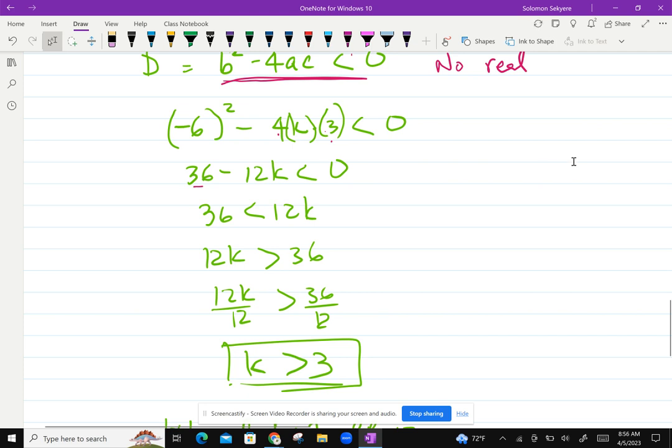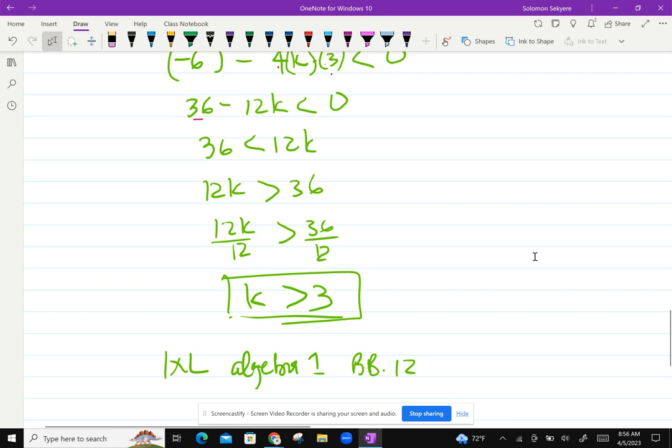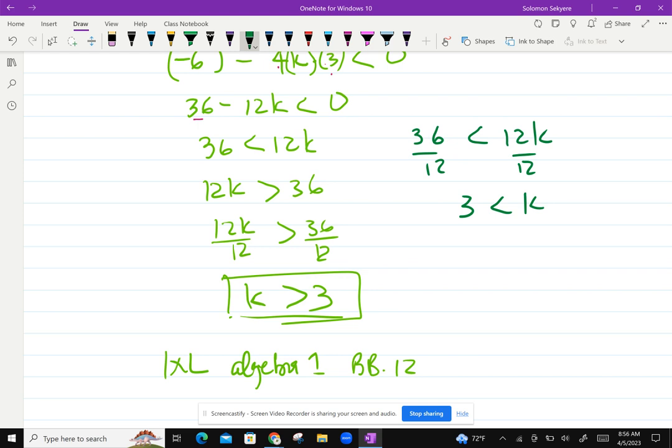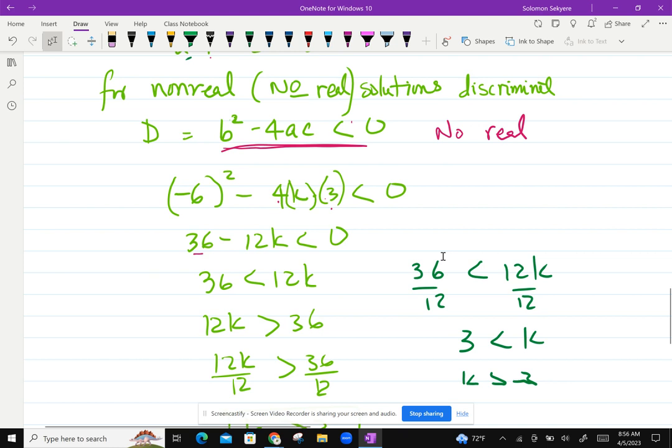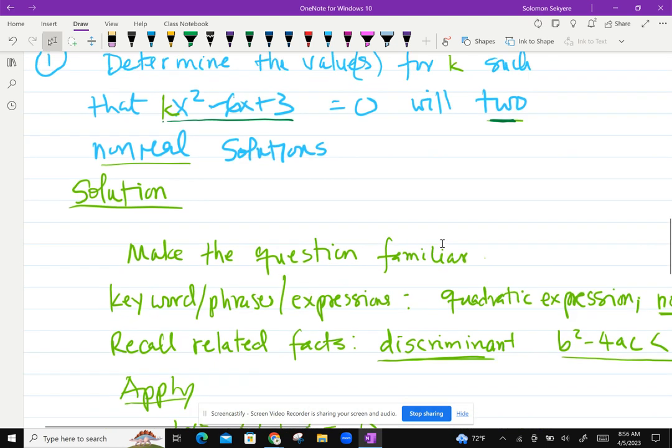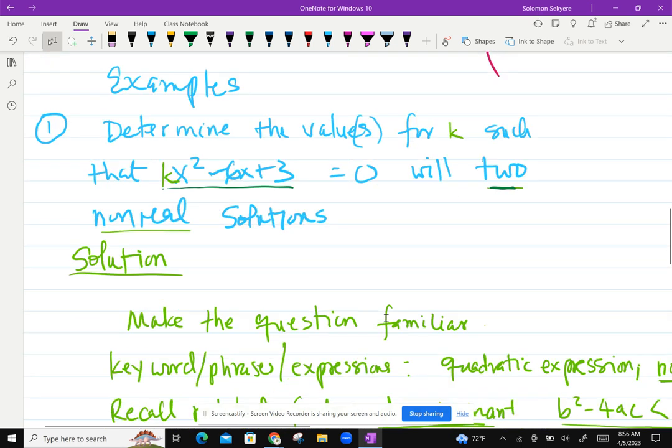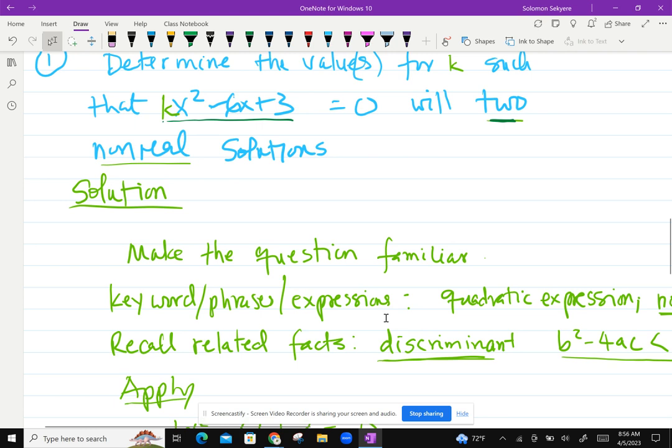And then we solve this. So we say 36 is less than 12k. Then we solve for k by dividing both sides by 12, and we get k greater than 3. So the answer to the question, what values of k? All values greater than 3 will make this non-real.